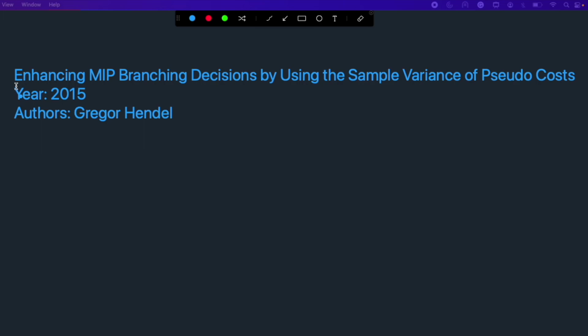So in particular we are going to take a look at this paper, which is Enhancing MIP Branching Decisions by Using the Sample Variance of Pseudocost. This was published in 2015 and the author is Gregor Hendel. Right, so I think everyone should be aware of what pseudocost is.